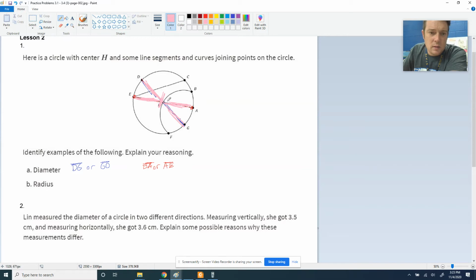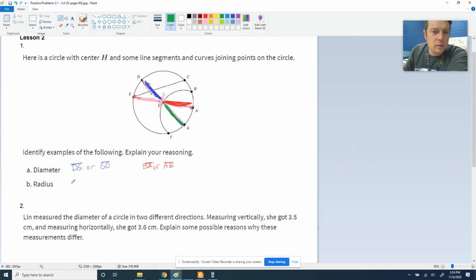So splitting these off here, actually, let's do it this way. This blue line is a radius. This red line is a radius. The pink one that I've already drawn down here is a radius, and this green line is a radius. So blue, red, green, pink, those are all radii, all right? So you can name any of those.